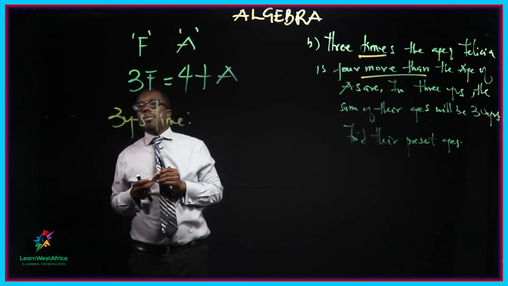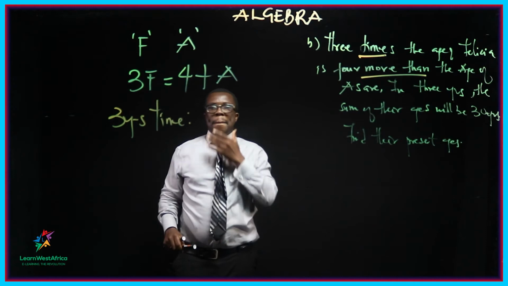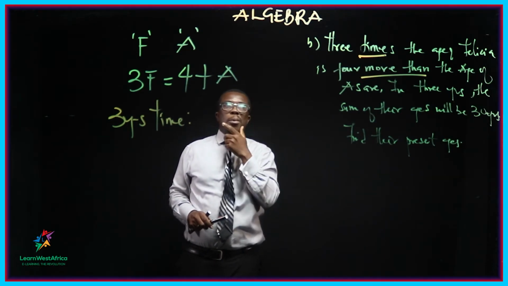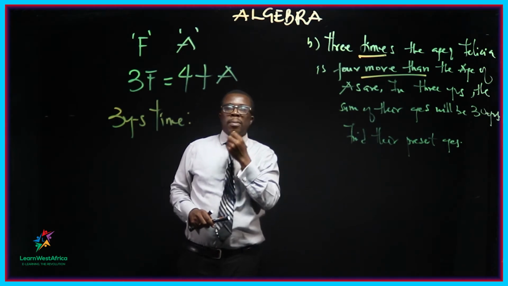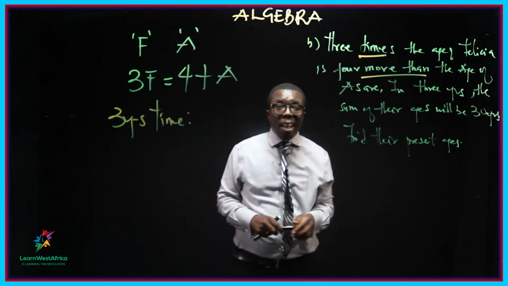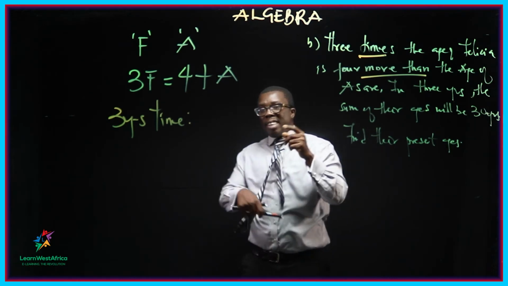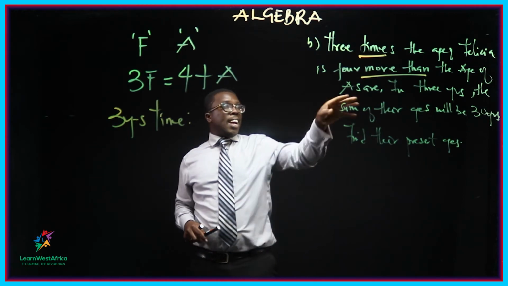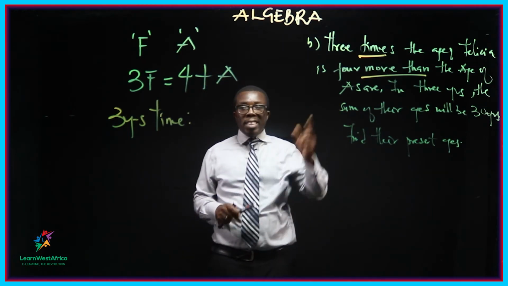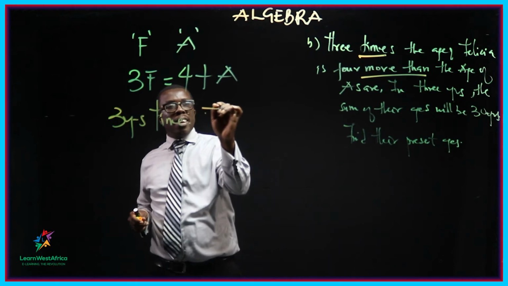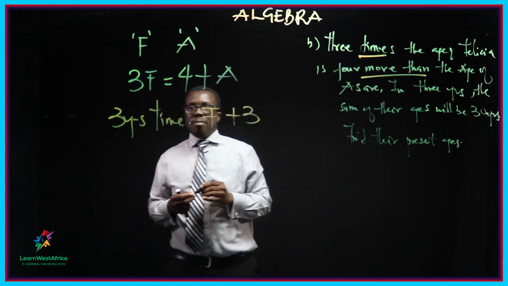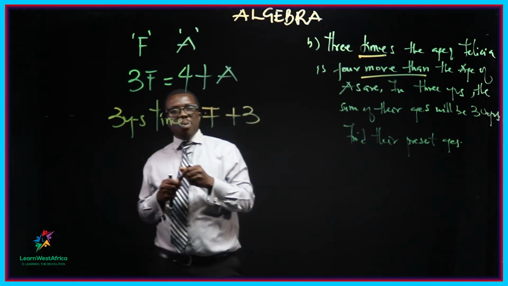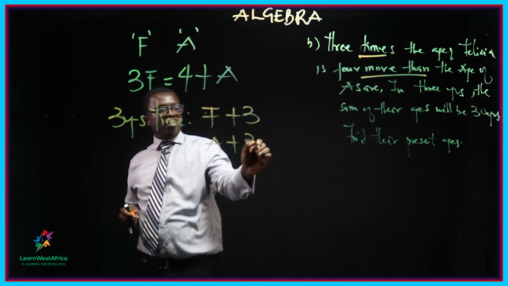In 3 years time, then you write their ages in 3 years time. Let Felicia's age be F and Asari's age be A. In 3 years time, Felicia will be F plus 3, and Asari in 3 years time will be A plus 3.